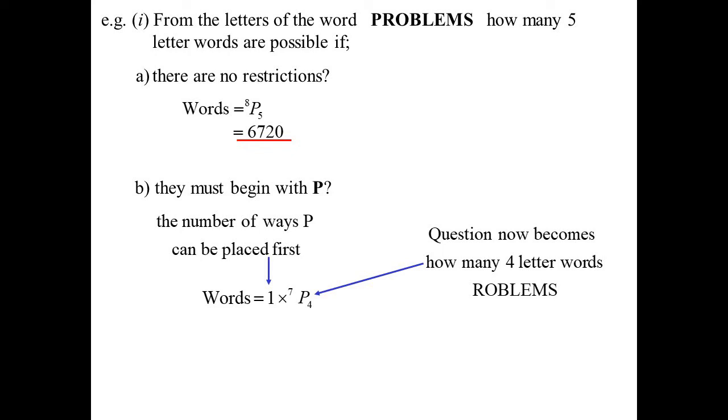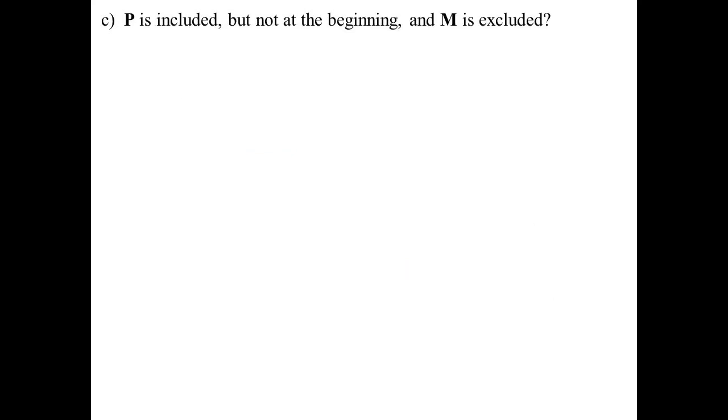So 7P4 is 840. Now, P is included, but it can't go in the first spot. And M, we don't like the letter M today, so it's not going to be used. Look after the restrictions first. So I'm going to place the P, but this time there are only 4 spots I can put it in, because it's not allowed to go in the first place.